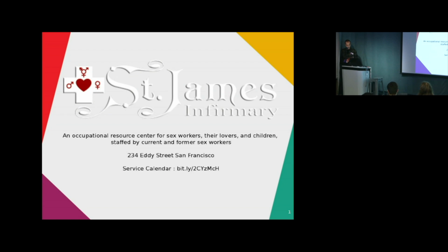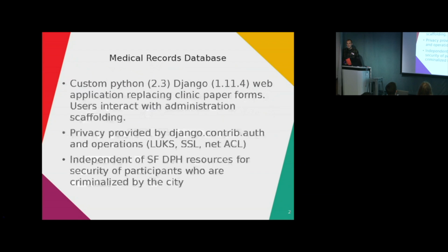St. James Infirmary is a critical institution in San Francisco's social safety net. And they have a medical records database. Right now, the records database is implemented in Python 2.3, 2.7, and Django 1.11.4.